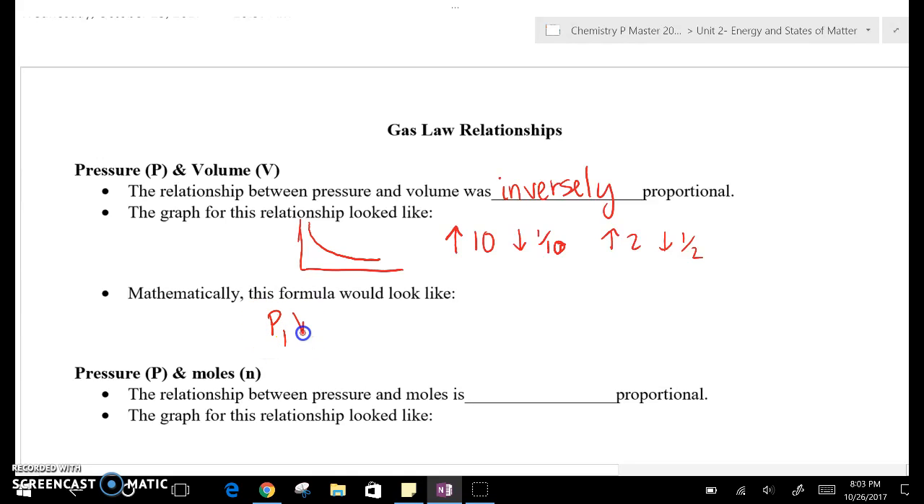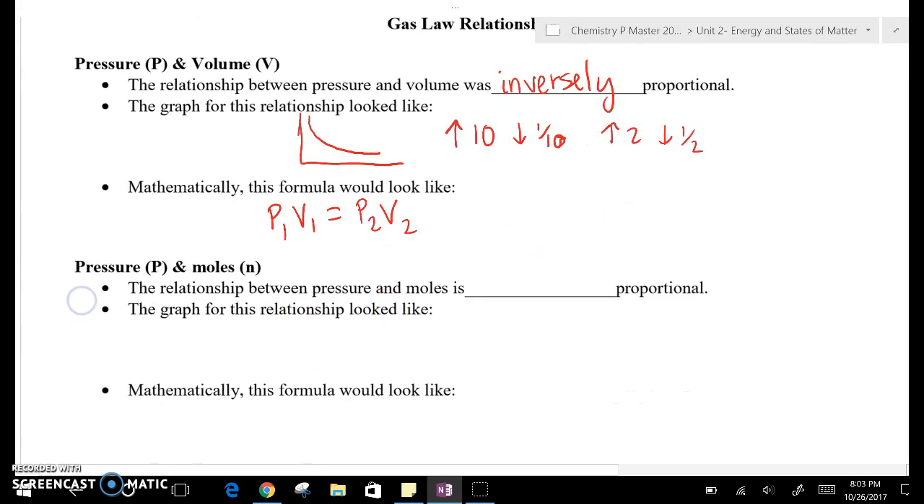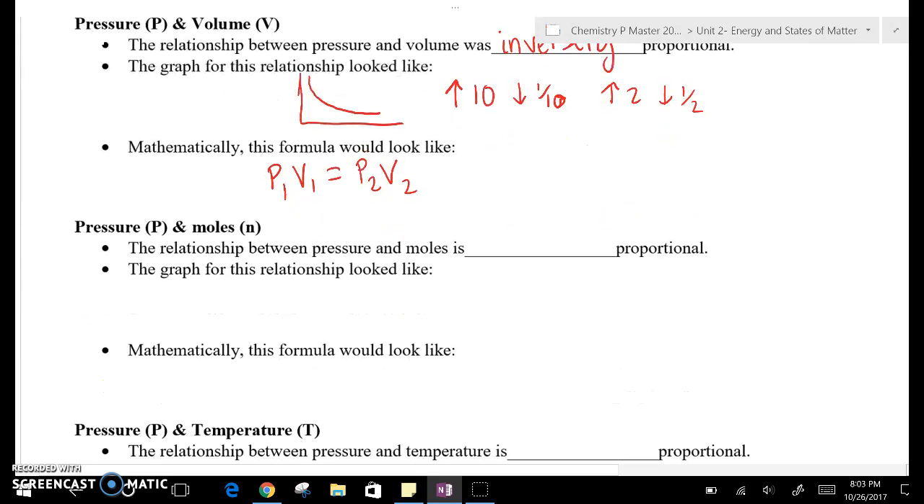Mathematically, we said that this was the right formula, to give that inversely proportional relationship. Now, in the lab that we just did this week, we saw that the relationship between pressure and moles, which we represent again with this variable n, was directly proportional. And moles are a unit with which we don't have as much familiarity. So moles are actually a unit that help us measure how many particles are in something.